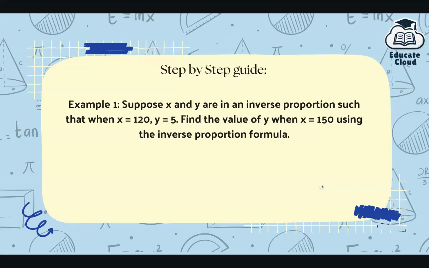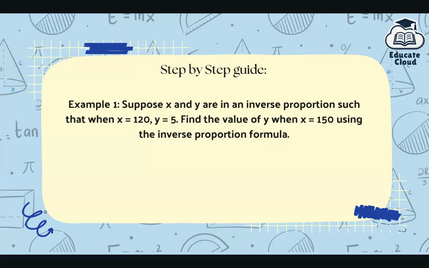So let's have a go at this question. Suppose x and y are in inverse proportion such that when x is 120, y is equal to 5. Find the value of y when x is equal to 150 using the inverse proportion formula. Okay, so here, what we're going to start off with is that we're going to write x is inversely proportional to 1 over y. So we're going to write x is equal to k over y. And then we're going to plug the numbers in.